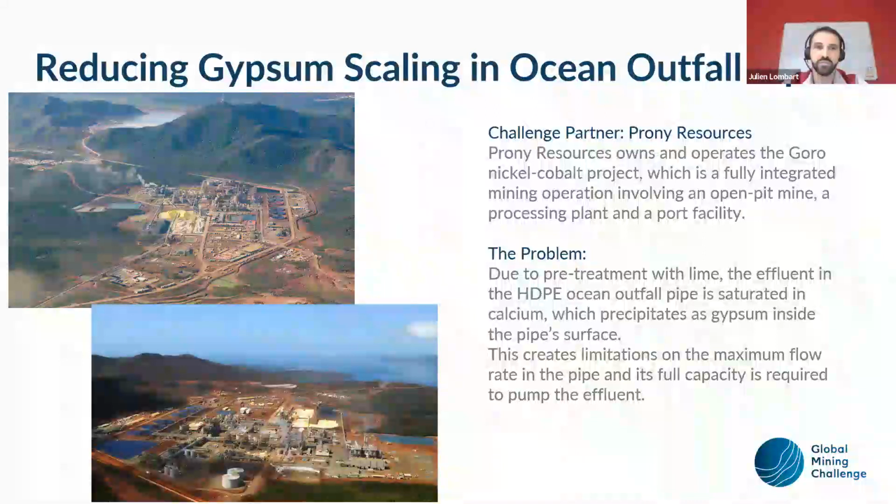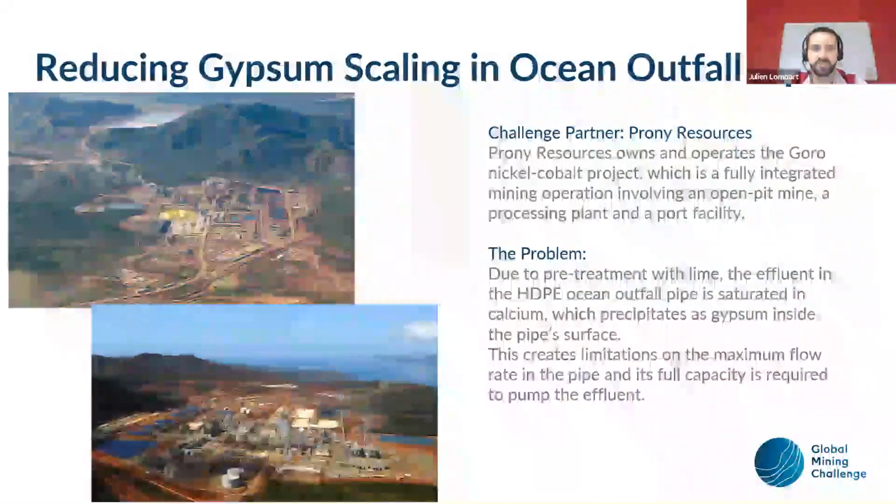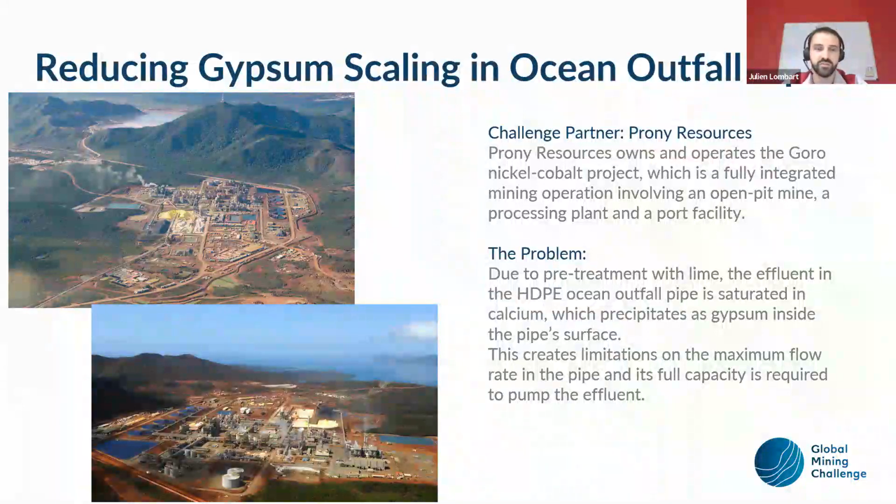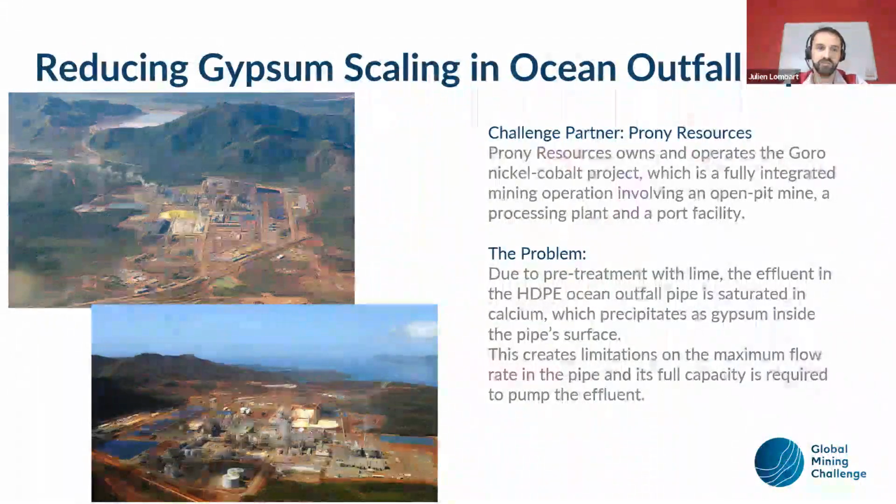After that, the effluent is pumped to the ocean in a big pipe. We have a part of this pipe which is onshore, 5 kilometers onshore. After that, the pipe goes into the sea, and we have 20 kilometers of pipe under the sea to go to the effluent outfall, where it's released in the ocean. The issue is that with this saturation of calcium, we have a desaturation of the calcium in the effluent pipe, precipitating as gypsum in the pipe.